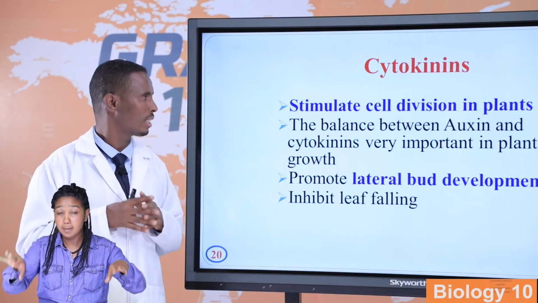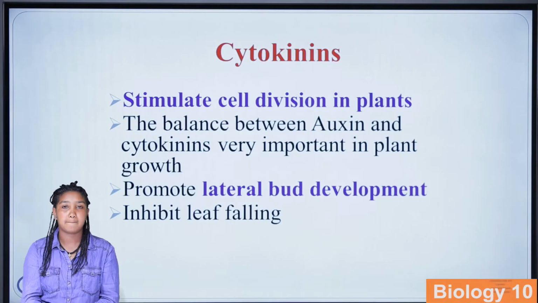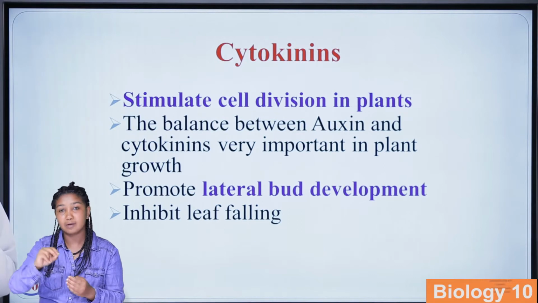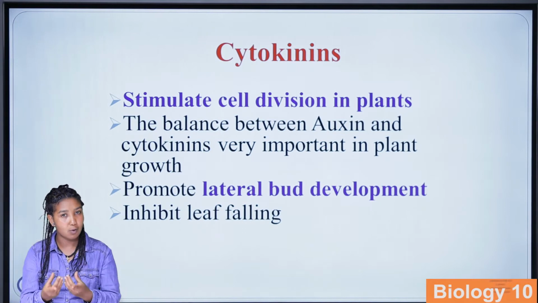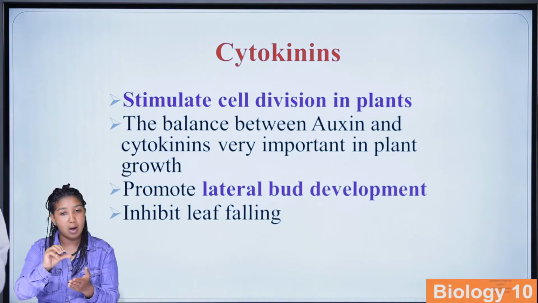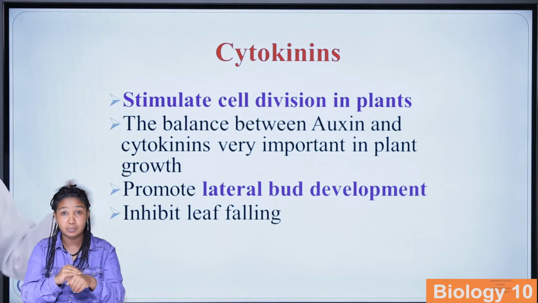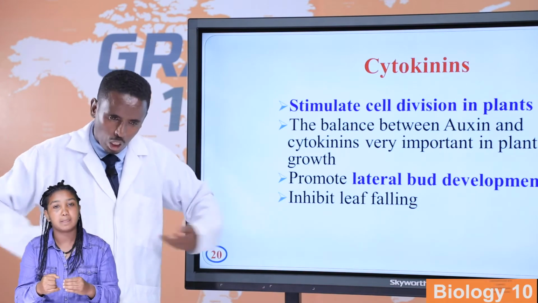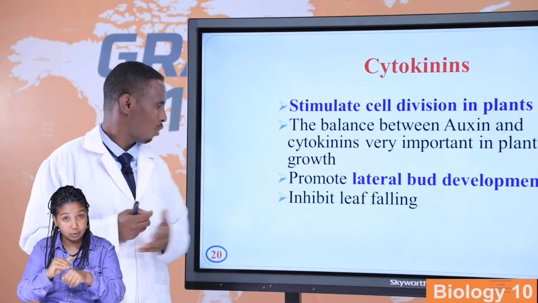Cytokinin is very important; it stimulates cell division in plants. The balance between auxin and cytokinin is very important for plant growth. In tissue culture, which part of the plant do we use for growth? Using the balance between auxin and cytokinin is very important in plant growth. It promotes lateral bud development. We have said auxin inhibits lateral bud growth, side shoot growth, but cytokinin promotes lateral bud development.